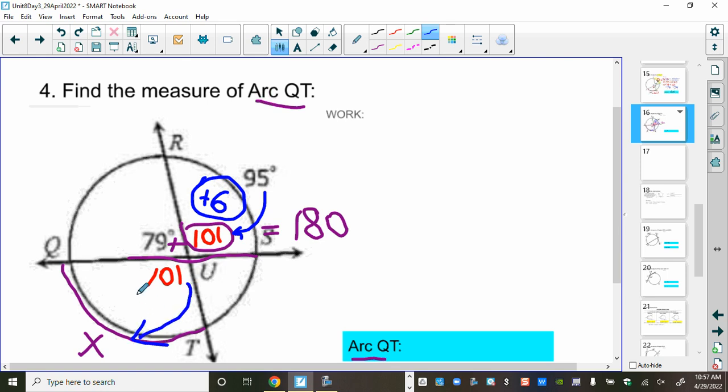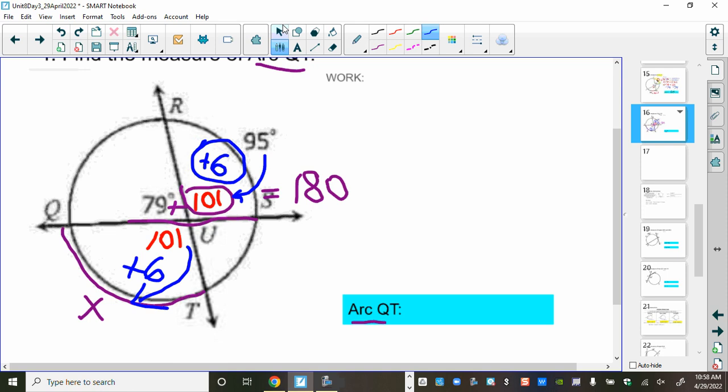It's also the same with 79 too. Well, it'll be a little different because we don't know the arc measures here. But since we know this arc measure, the angle measure must be exactly halfway between the lowest measure and the highest measure. So if we start at 95, we add 6 to get to 101, then we also add 6 to this other 101 to get to our final arc measure. What's 101 plus 6? 107.